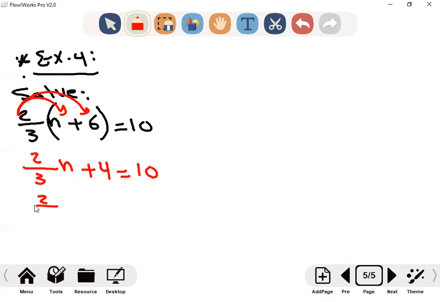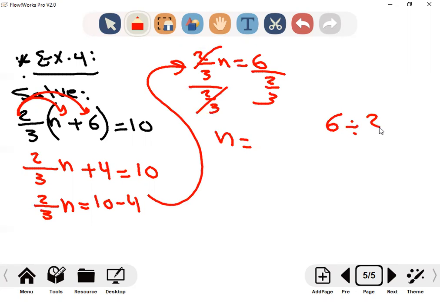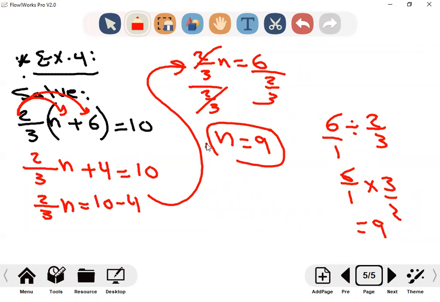Shift the 4, 2 over 3 n equal 10 minus 4, right? Then 2 over 3 n equal what? Divide both by 2 over 3 and here by 2 over 3. So n will be, do this by side, 6 divided by 2 over 3, right? This is over 1, 6 over 1 times the 3 over 2, 18, 9. So n is how much? Done? This is example 4.